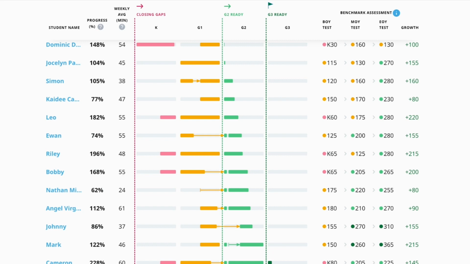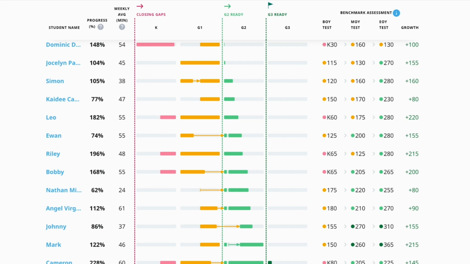Looking at the progress bars, we note that initially, Bobby was assessed as far below grade level and placed in kindergarten after taking the placement test and scoring a K65. He progressed through the kindergarten curriculum and was working through the first grade curriculum. After that, Bobby took the mid-year assessment and was moved to grade 2 based on his test results.